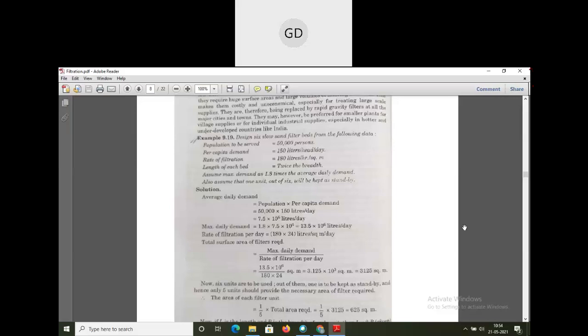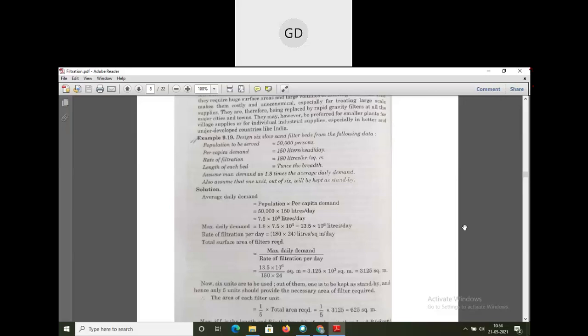Now you have to recall your fifth semester, where you studied the demand of water chapter. There you learned about the maximum daily demand, average daily demand, and all those things. Though it is not required for this semester, for this numerical we have to recall that. So first of all, we will find out the average daily demand.